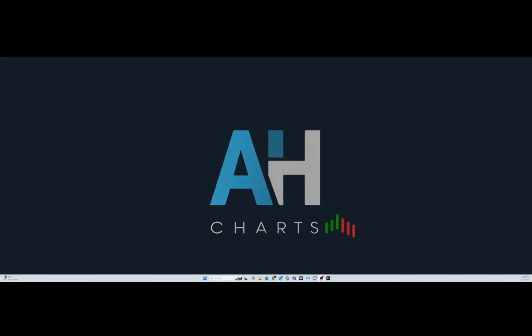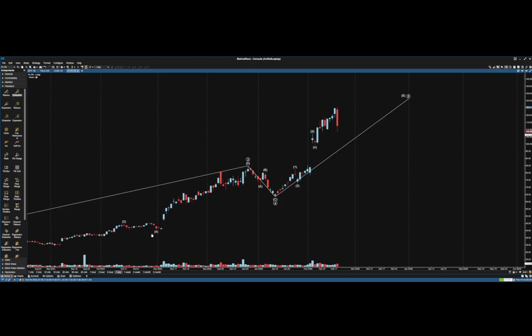Let's take a look at a Palantir chart for a moment. So this is Palantir I'm looking at right now. It seems like Palantir is at the top of wave 5. Wave 5 target range is between $125 and $131. We hit 125 today, which was the beginning of wave 5, which could also be the top of wave 5.